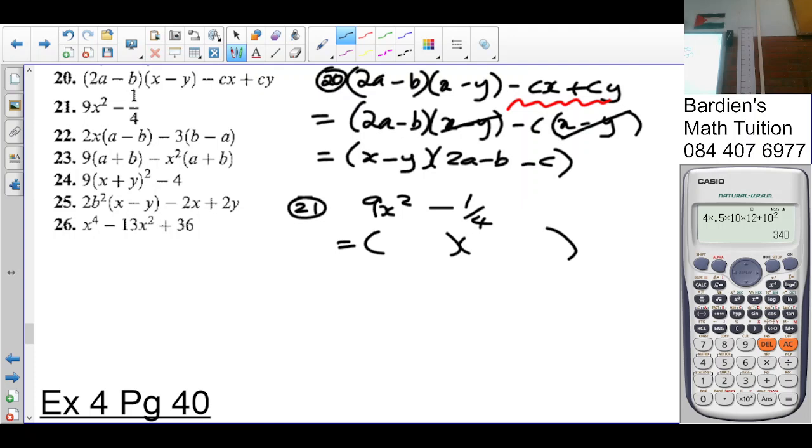Number 21. 9x squared minus a quarter. 3x plus half, 3x minus half. Number 22.